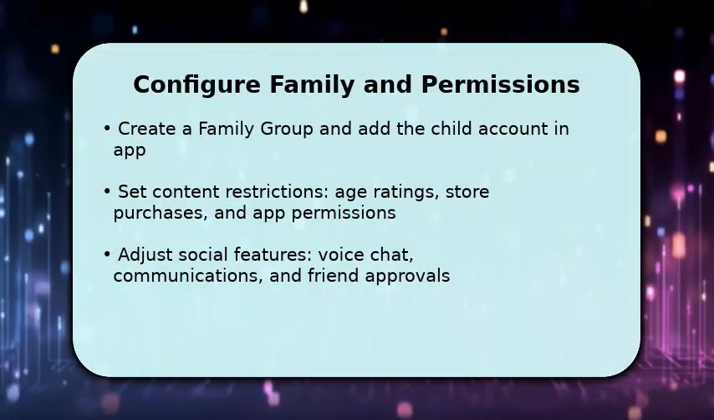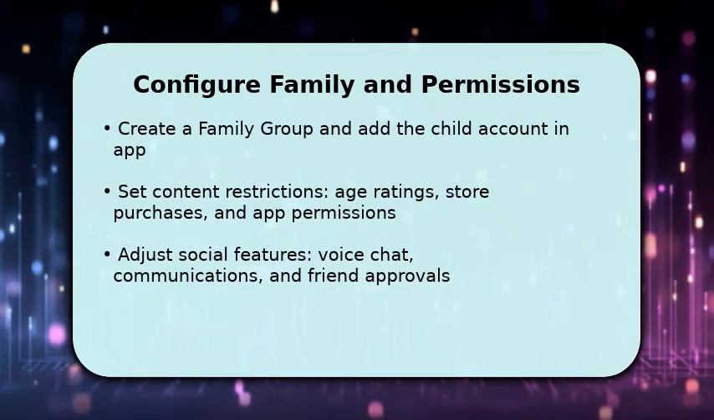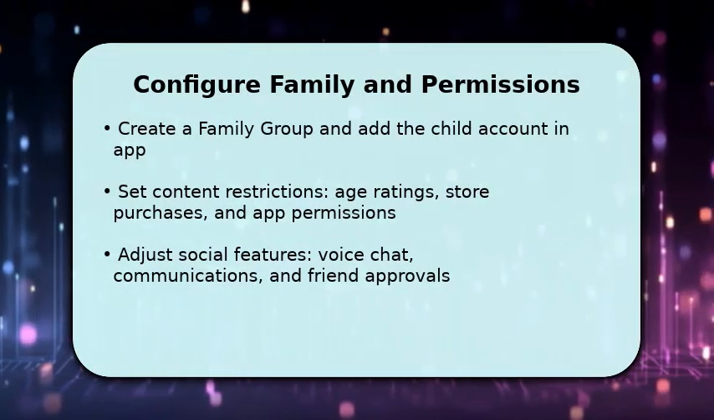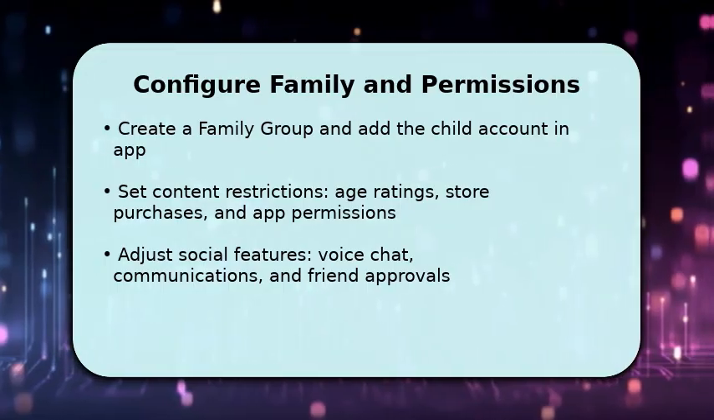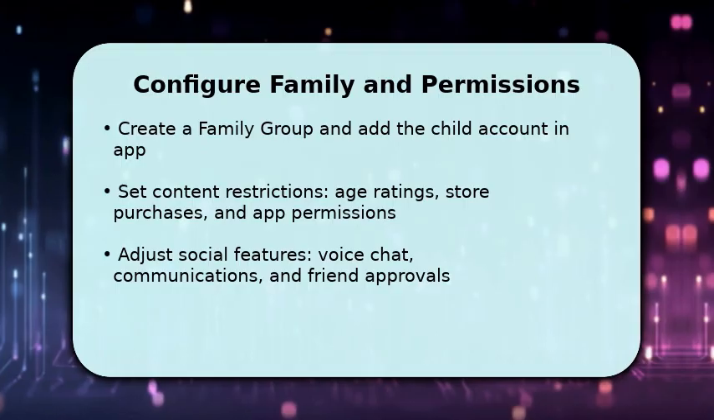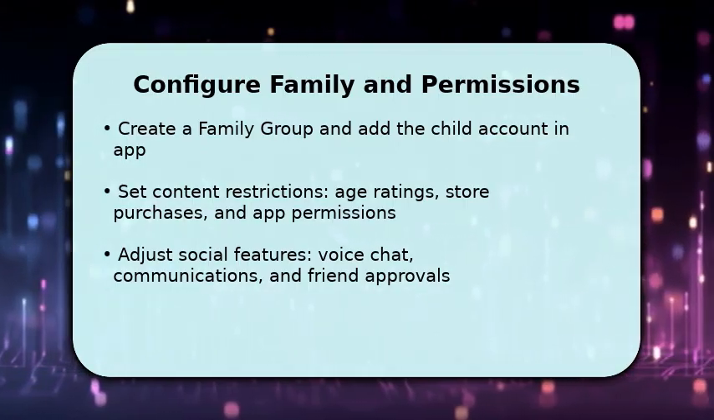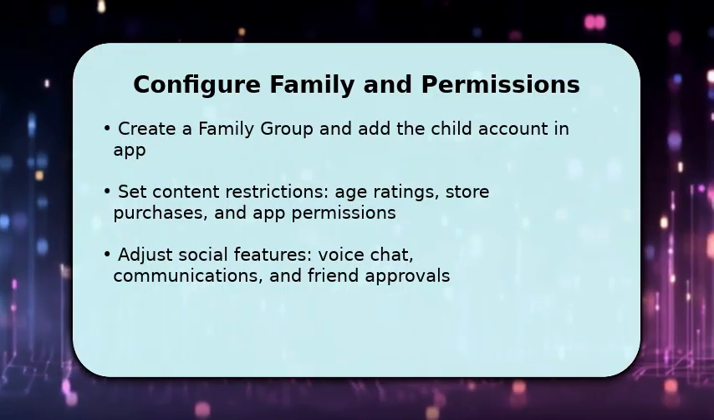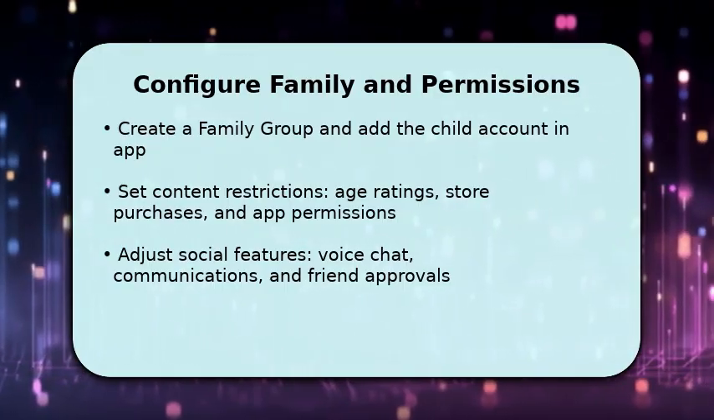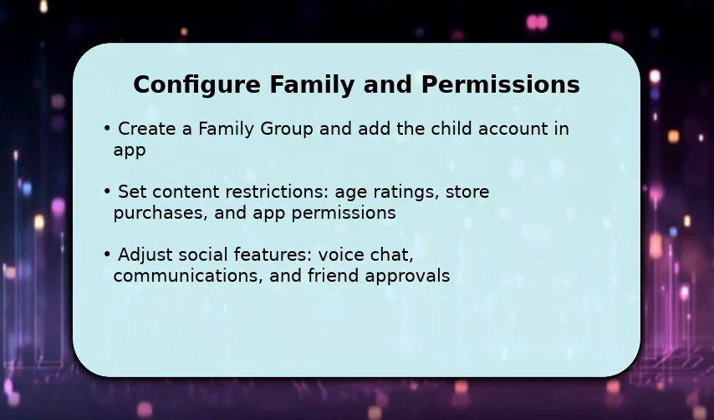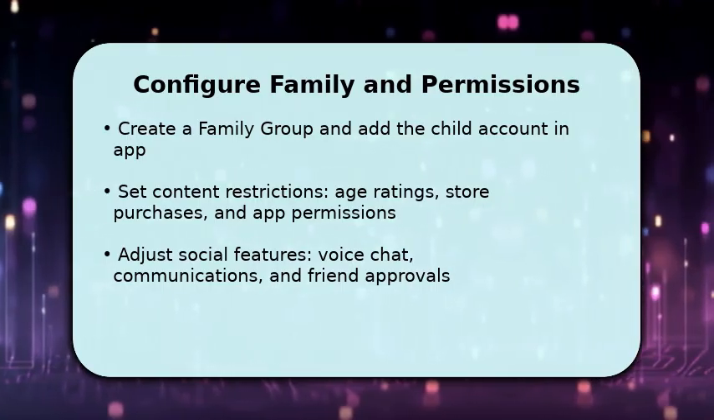Once done with accounts, open family settings in the mobile app and create a family group. Add the child's account and assign parental roles. Go to the Content Restrictions panel to set age-based ratings and restrict purchases or require approval for store buys. Make sure to toggle app permissions and limit access to experimental or early release apps.